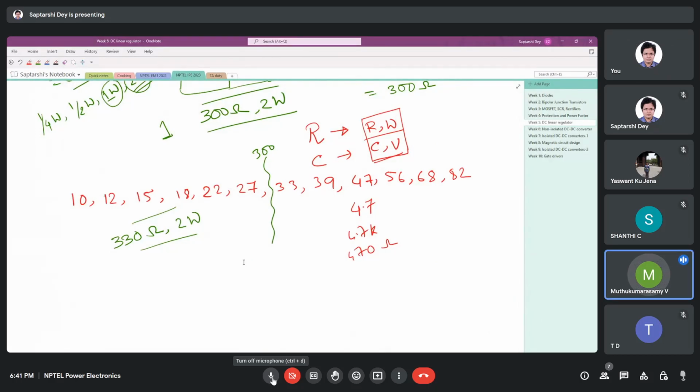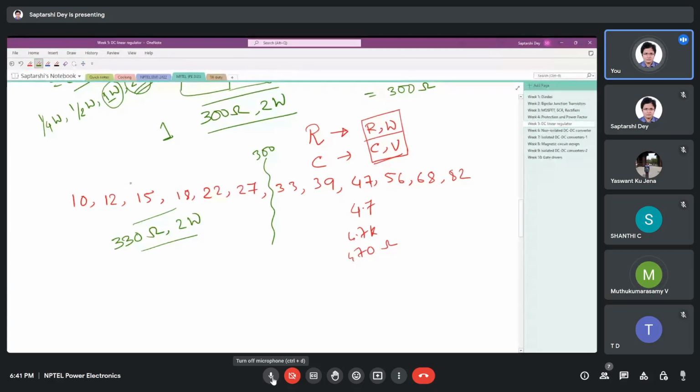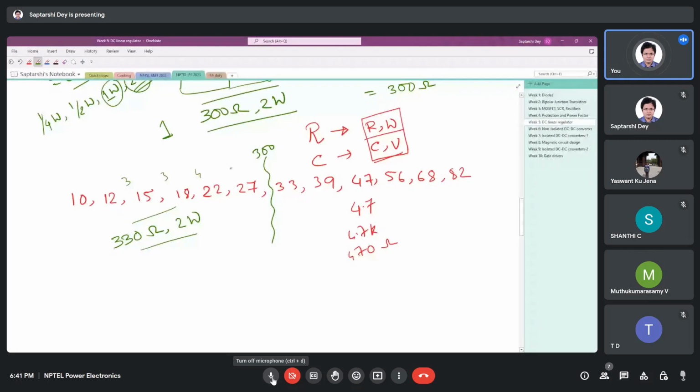Sir, do these numbers have any pattern, sir? Is it 10, 12, 15, 18? Does it have any pattern? I don't think there is any. So I can see a difference of 3, 3, 4, 5, 6. Never thought about it. I don't think so. Okay.